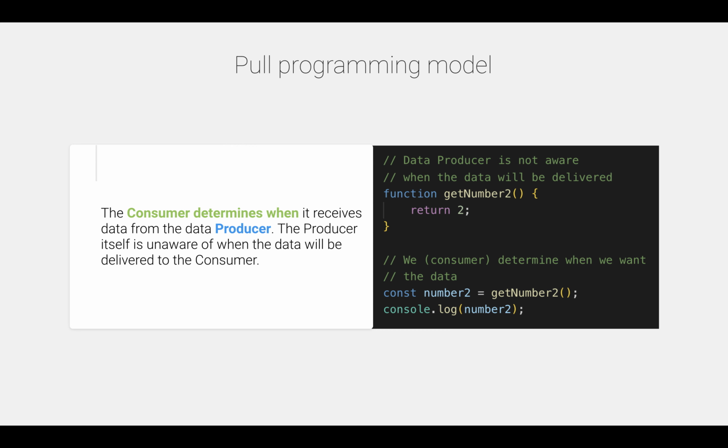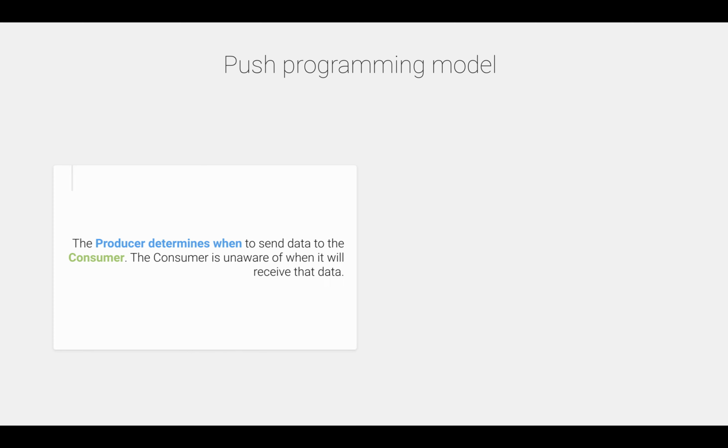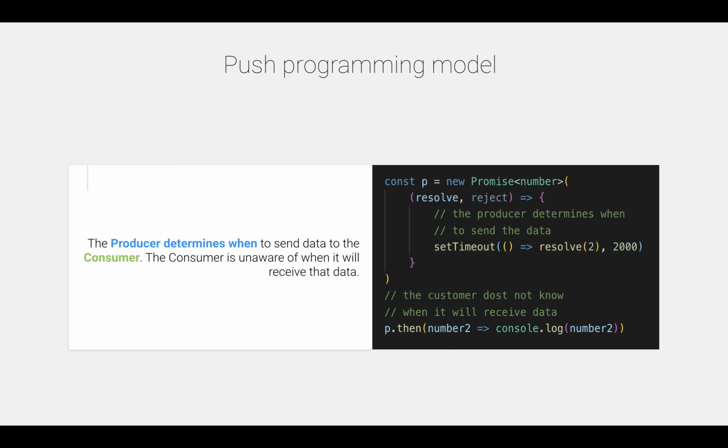Now, we have a different programming model, which is called the push programming model. So now this is a little bit different, because in this case, the producer determines when to send data to the consumer. It's totally different. The consumer is unaware of when it will receive that data. In this case, instead of using a function, we have a promise. Remember, a promise is an object that may return a value in the future.